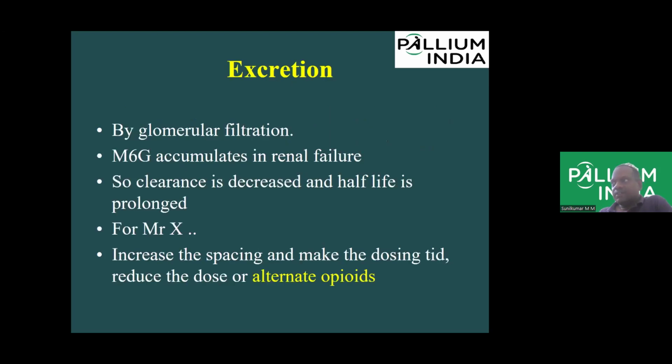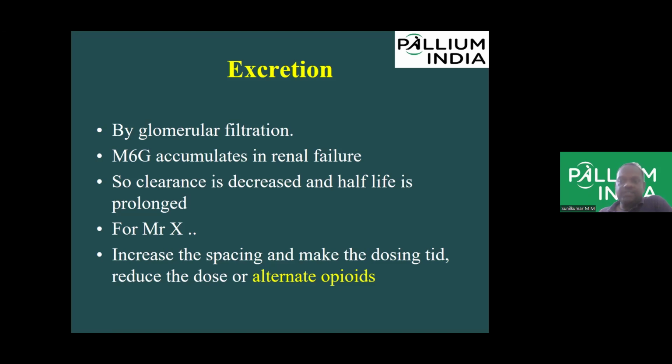Okay, so here comes how morphine is excreted from our body. It is by glomerular filtration. So if there is anything that is going to affect the kidney, like CKD, chronic kidney disease, then whatever you give, the morphine and its metabolite will accumulate in the system, and the clearance is reduced, so the half-life of morphine is prolonged. So what happens is, whatever you are giving would be there in the blood. It is not excreted from the body. So that's why you have extreme drowsiness.